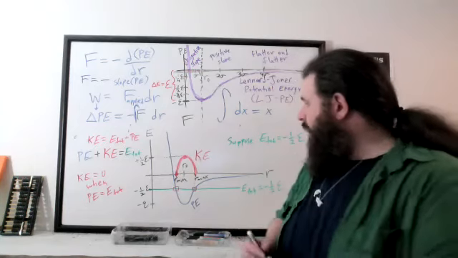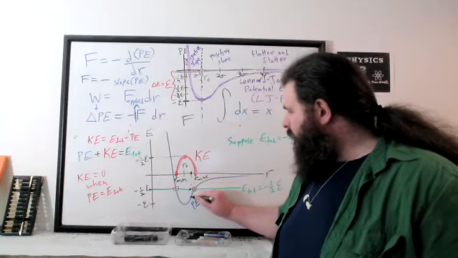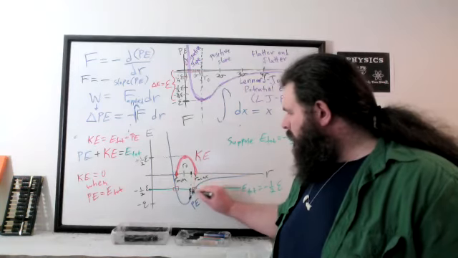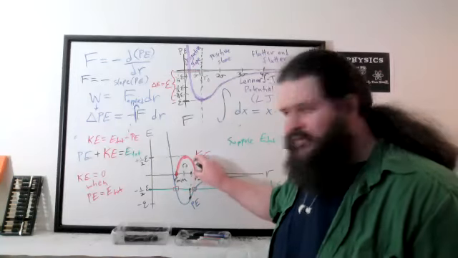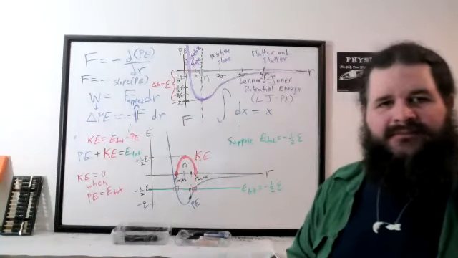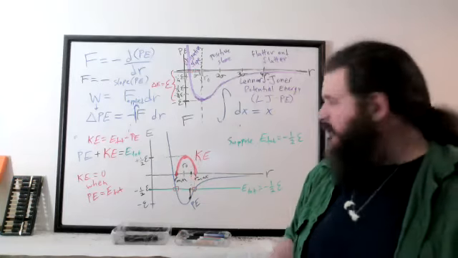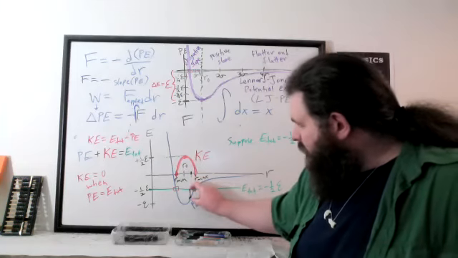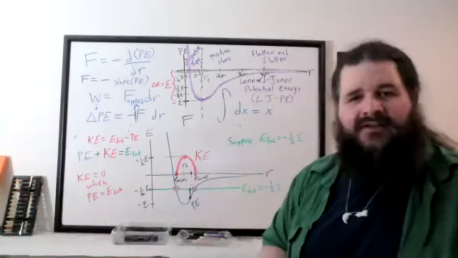In fact, that's true for any location. If you care about this R value, you could take the difference between E total and potential energy. That difference is the value of kinetic energy at that location. So that's a very good visual way of sketching out the kinetic energy graph. At every location, look at the difference between E total and potential energy. That difference is the value of kinetic energy at that location.